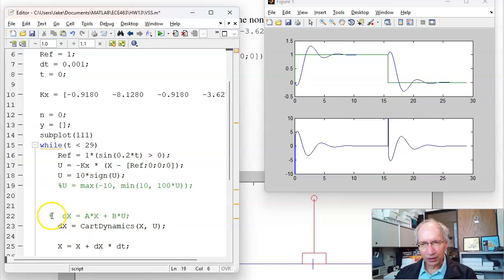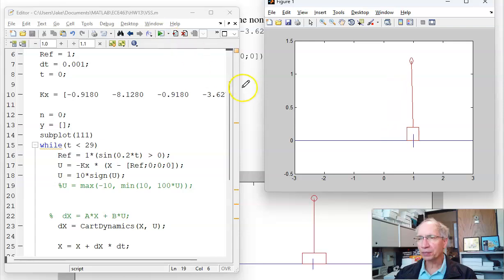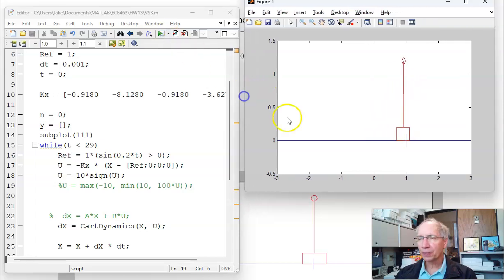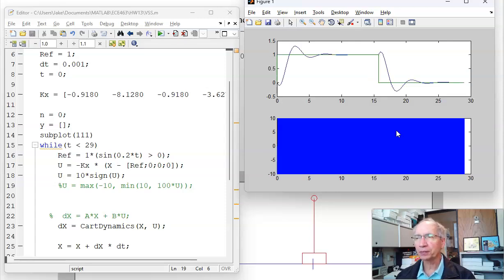This is for the linear system. That's for the nonlinear system. If I simulate that, there's my output behaving pretty much the way I want. Due to the chatter, the nonlinearities don't really matter. Modeling errors don't matter. As long as they're bounded by ±10, the control law will take care of it.